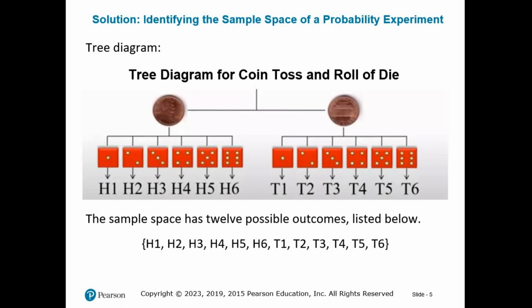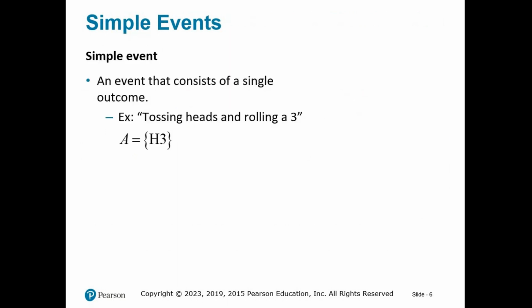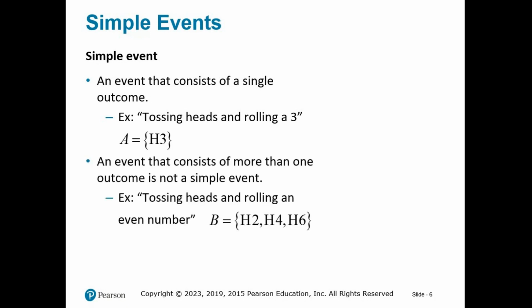We can further classify events into a subcategory known as simple events. Simple events are those that consist of a single outcome. For example, the event of tossing heads and rolling a 3 only has one outcome in it. That makes it a simple event. An event that clearly has more than one outcome is not a simple event, like tossing heads and rolling an even number. There are 3 possible outcomes in that event, which makes it not a simple event.